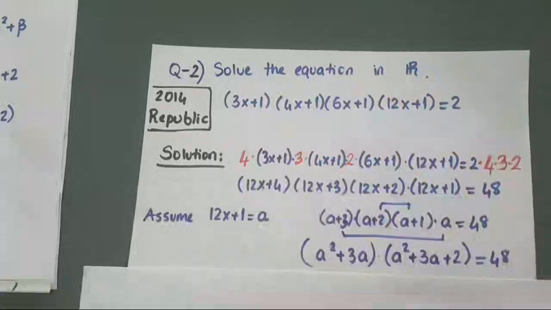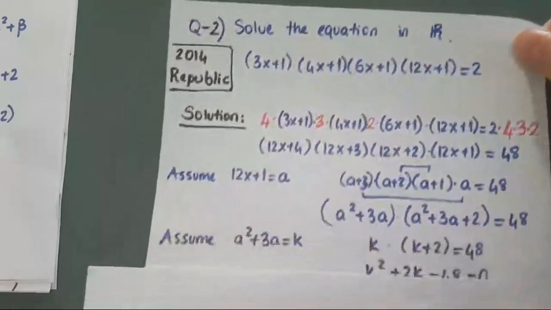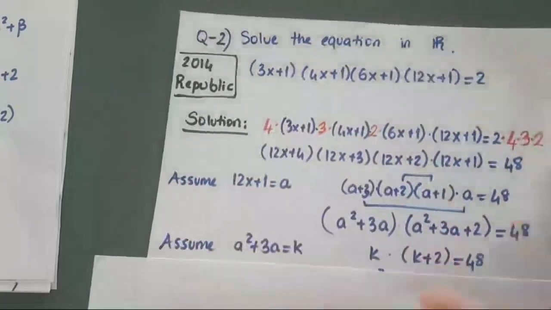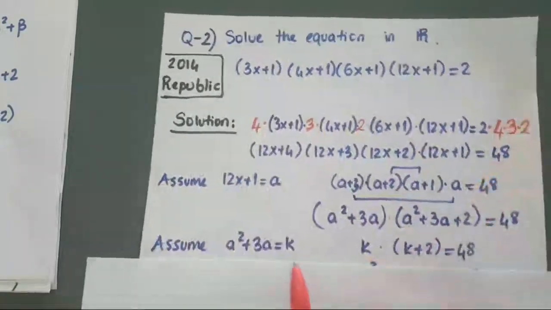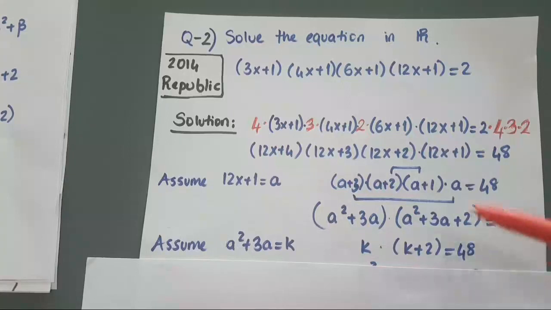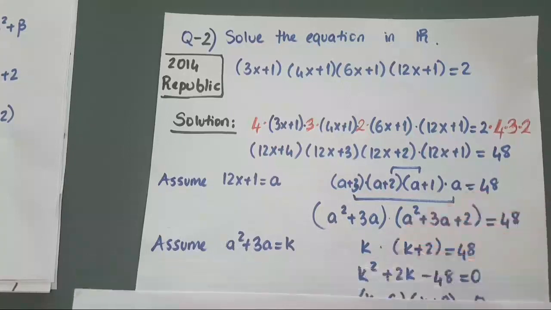Do we have common terms here? In the first factor, I have a squared and 3a. In the second factor, I have a squared, 3a plus 2. So can we say that as a squared plus 3a is equal to k, then the first factor is k, and the second factor will be k plus 2, is equal to 48. Finally, I got a quadratic expression, right? So by quadratic formula or by factorization, I will solve this quadratic equation.